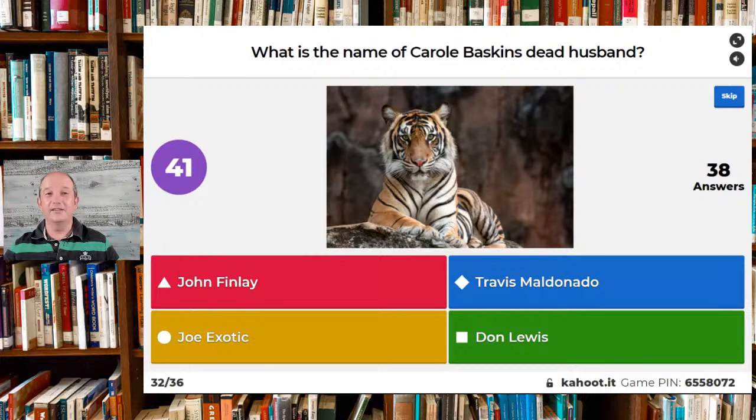Carol Baskin's dead husband: John Finley, Travis Maldonado, Joe Exotic, Don Lewis. We're on the last round.